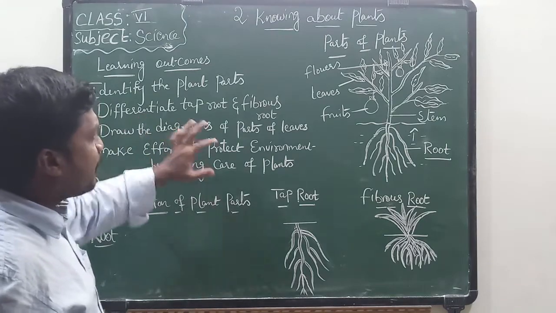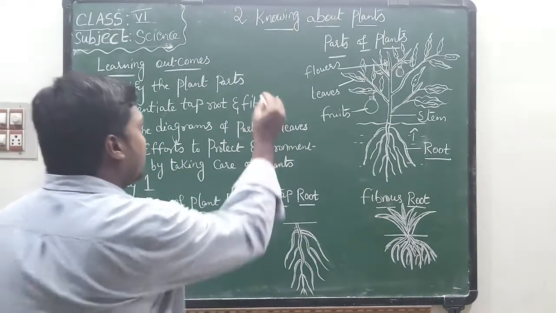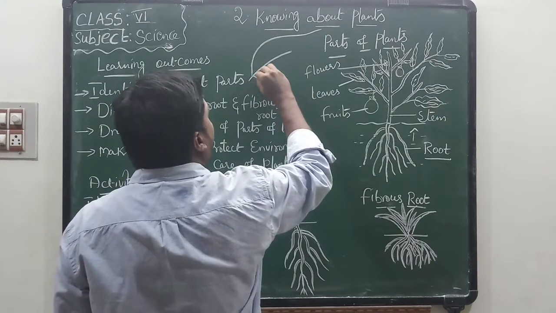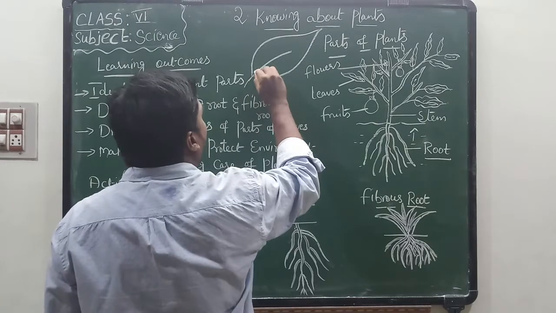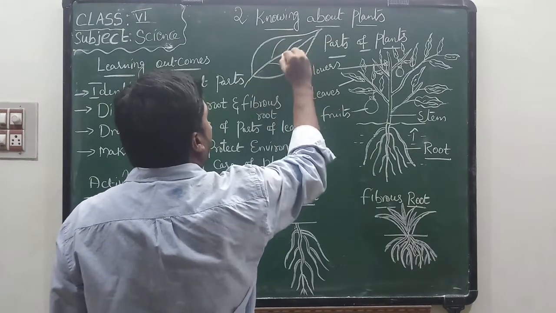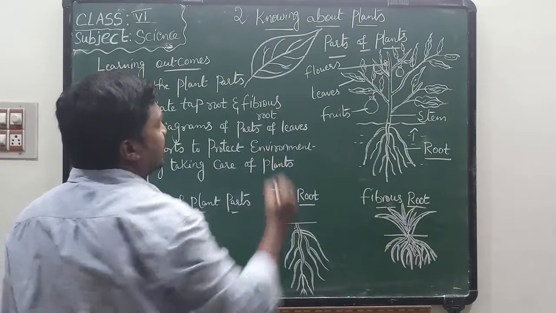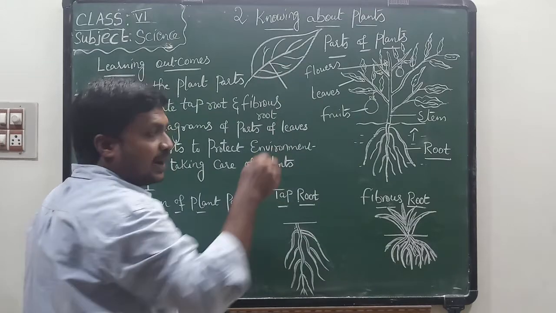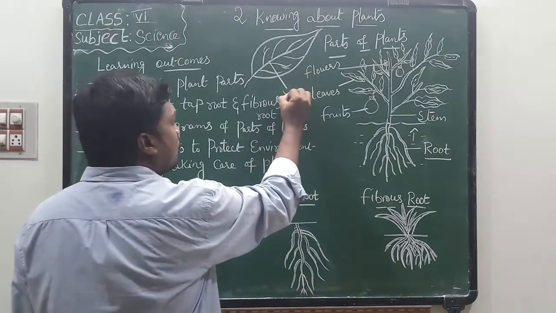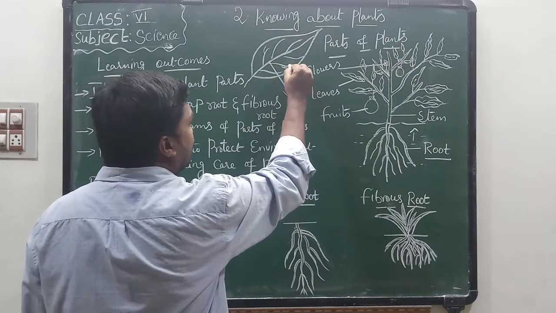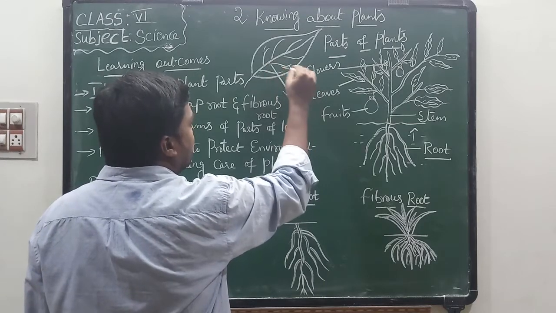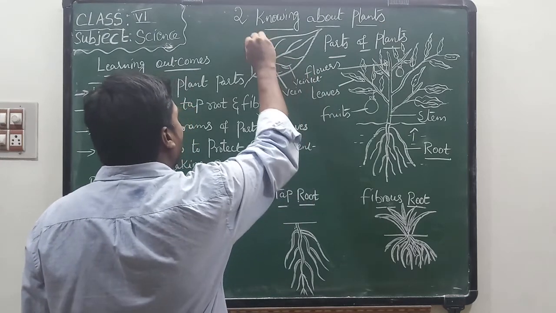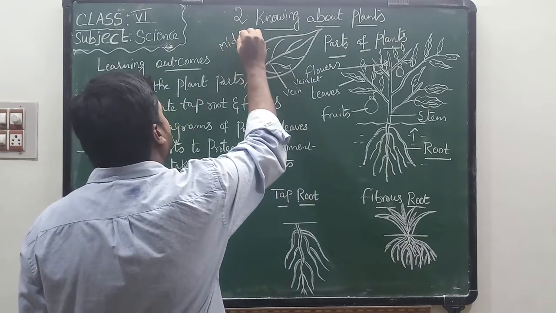Okay, draw the diagrams of parts of leaves. If you observe a leaf, what are the major parts of a leaf? See here, this is a leaf. In a leaf, we can find small lines. The first one is called vein. And we can find veins and veinlets. The middle part of the leaf is called midrib.